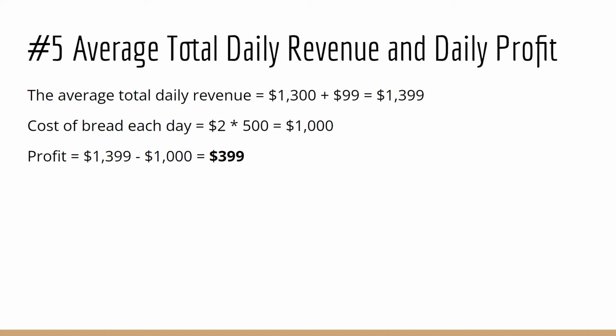Next question is average total daily revenue and daily profit. The average total daily revenue is just adding up the values we just calculated, 1,300 plus 99, which is $1,399. And the cost of bread each day is 500, because we're baking 500 bread each day with $2 cost, so it's $1,000. Then profit is the revenue subtracted by the cost. We got $399 as profit.